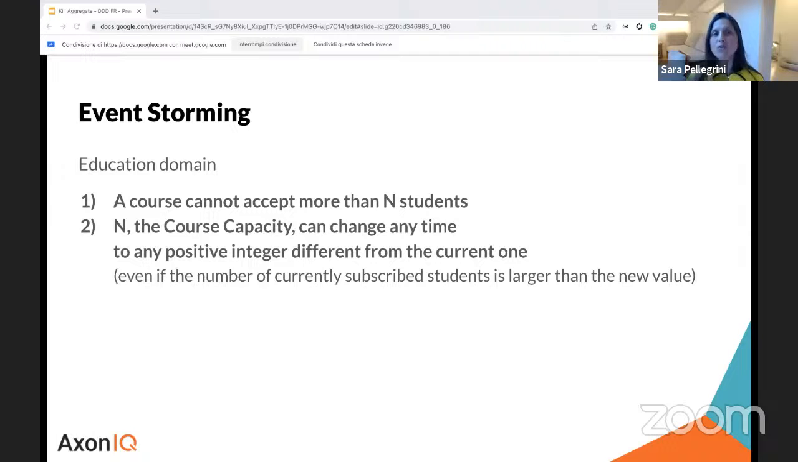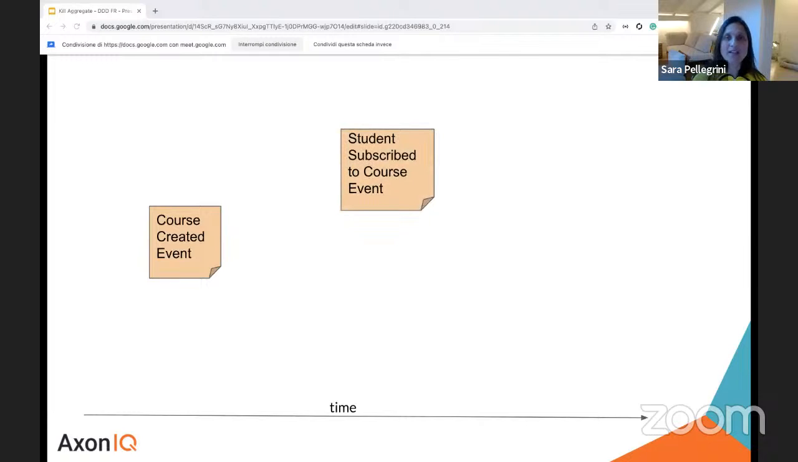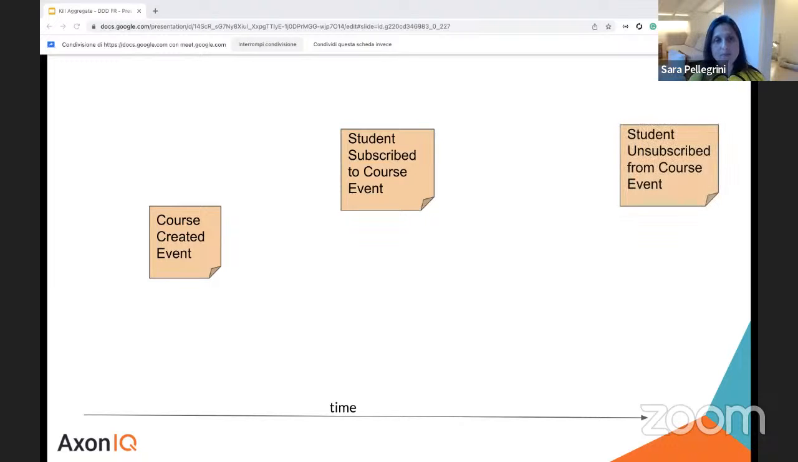In this case, the course will not be able to accept any new enrollments until a sufficient number of unsubscribes have taken place to ensure that the number of subscribers is once again below the capacity. First of all, let's identify the events on our board. After the course has been created, it may happen that a student subscribes to a course or unsubscribes, and we know that the course capacity may be updated from time to time.